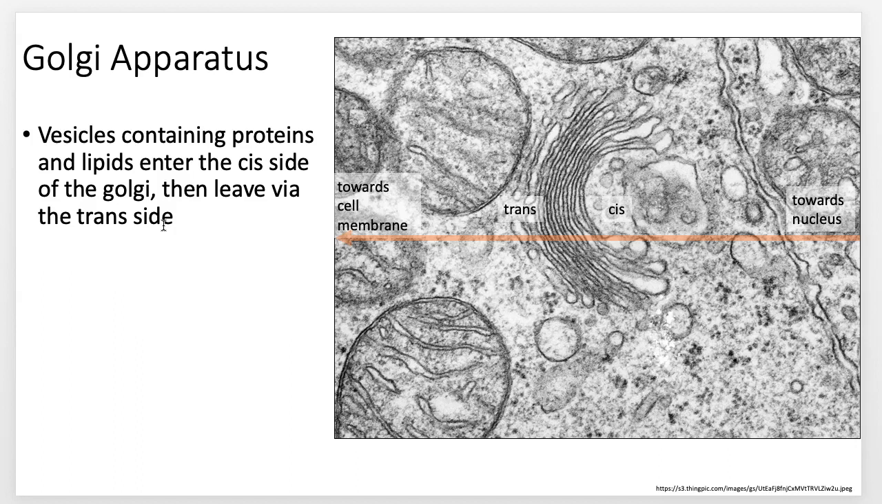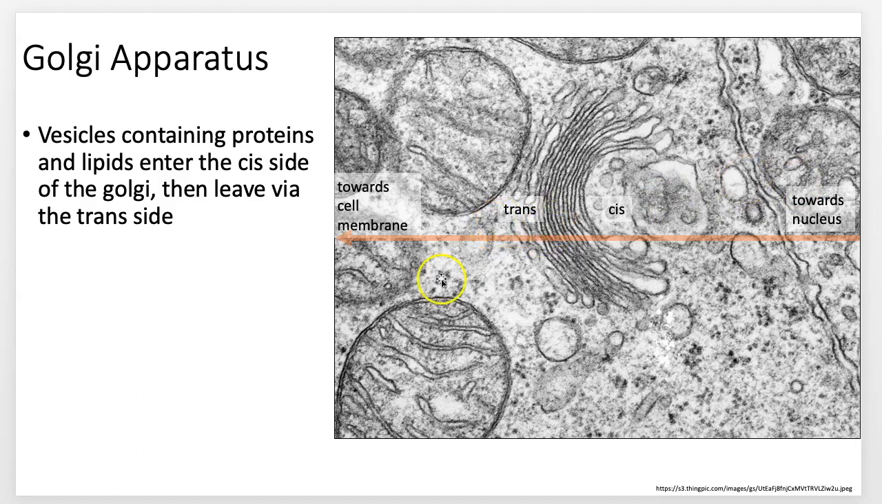Okay? So pretty cool, you're going to move from the cis to the trans side and then out to the cell membrane or wherever you're going, into a vesicle or whatever. And so vesicles is a term which I'm about to talk about, but vesicles, they're just any of these storage compartments that are phospholipid bilayers that just hold something for a while or serve a specific purpose to transport.